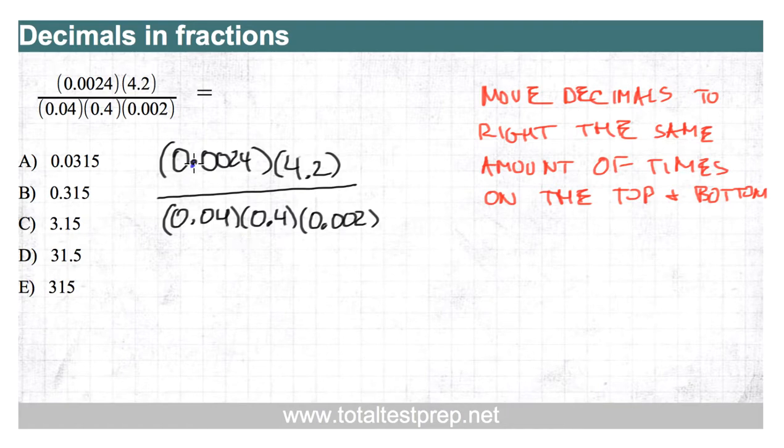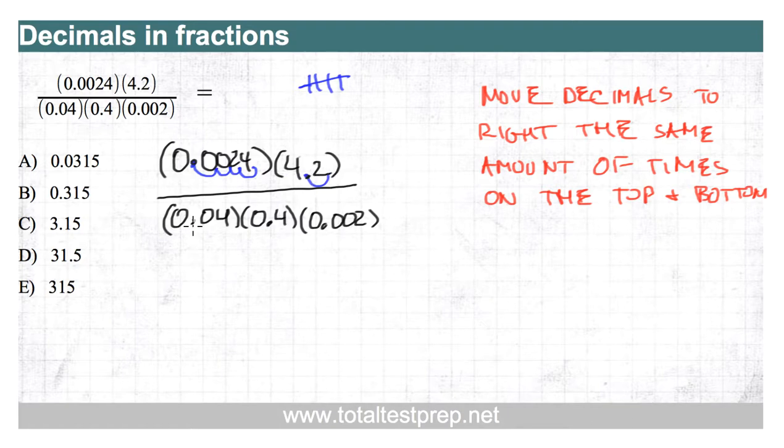I'm going to take this decimal and move it to the right once, twice, 3 times, 4 times. So I've moved it a total of 4 times, and I'll keep track of that. Normally I keep track of it mentally. And then there's a decimal in the second number on the top as well, so we'll move that to the right as well. And we've moved the decimals on top 5 times. What we're left with is 24 times 42, because we've moved the decimals to the right 5 times: 4 for this number, once for this number.